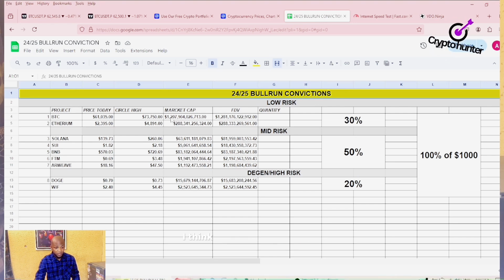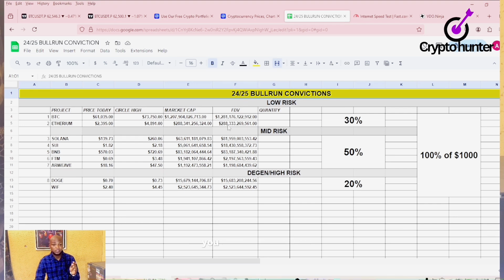And right now, as at the time of doing this video, I think BTC is around 1.2 trillion market cap, and we have the cycle high, the entire high, at 73,750, and as of today, it's $61,000.